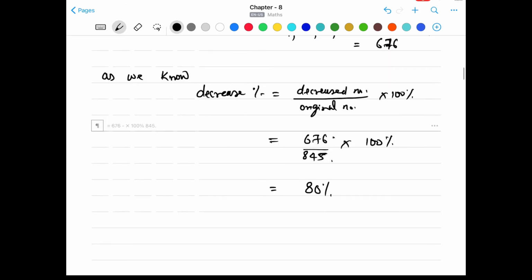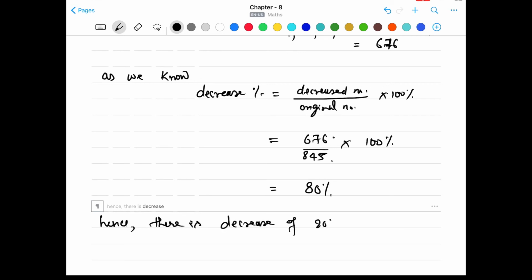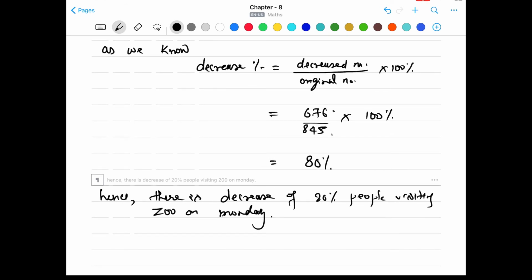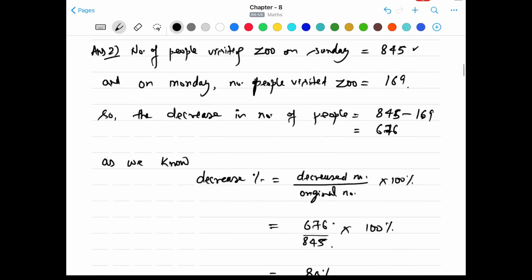Okay, so we'll write: hence there is a decrease of 80% in people visiting the zoo on Monday. Okay, so there is a decrease of 80% in people visiting the zoo on Monday. So that's the answer to question number 2.